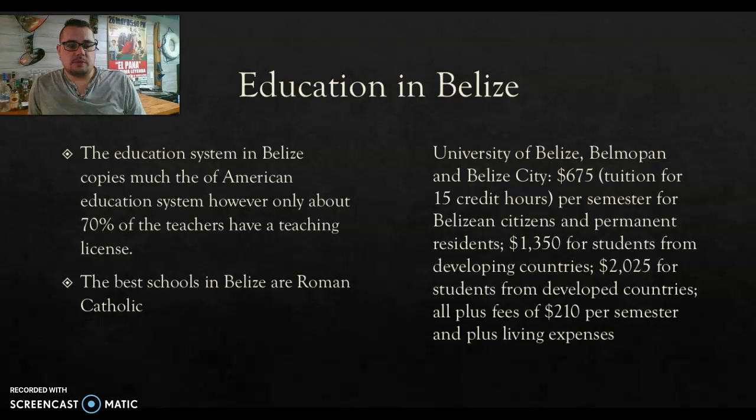The school system is set up much like the American school system. They have grades, first grade through 12th grade. You do have to go to school until you're at least 14 years old. The biggest struggle right now with the education in Belize is that only 70% of the teachers have a teaching license. And then, not surprisingly, most of the best schools are part of the Catholic Church, the Jesuits, and the majority of them are privatized.